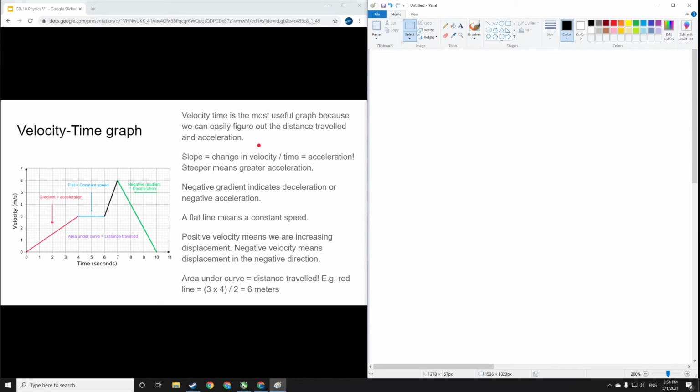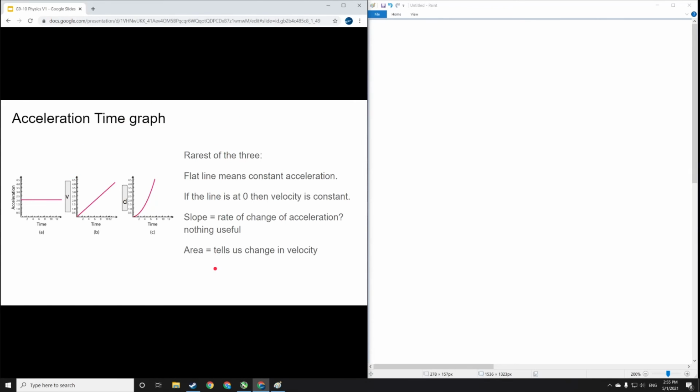And that brings us to the acceleration time graph. This is the rarest of the three, and there's a good reason for that. It's just because it's kind of limited as to how much you can do with it. But basically, a flat line means constant acceleration, right? So if it's stuck at 2, that means we're constantly increasing our speed by 2. If the line is at 0, then velocity is constant, like over here. But as you can see, because the curve is at 2 here, our velocity is increasing constantly by a slope of 2. And the slope is the rate of change of acceleration, which is nothing that useful.